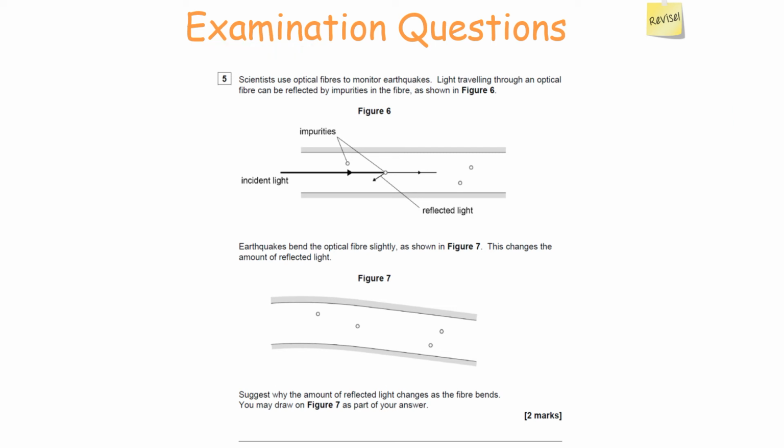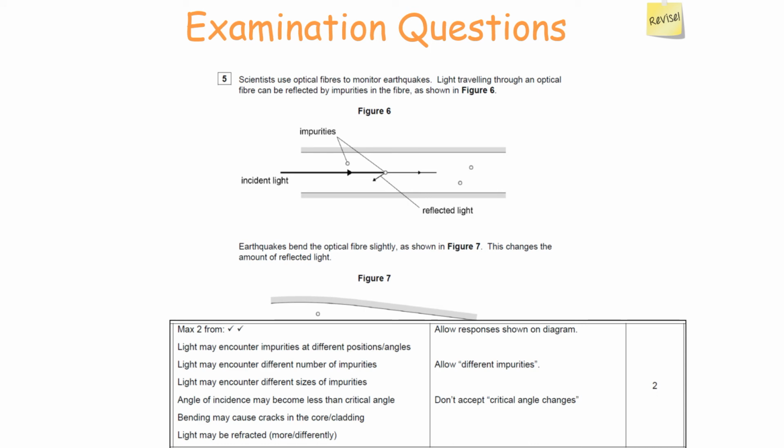Right, now there's a couple of different things you can talk about here. The first thing is that if it's now bent, the light can encounter impurities at different positions or angles, which will mean that it won't get through as much, or might get through more. The light can encounter a different number of impurities. It will encounter a different size of impurities because it's now taken a different pathway through the optical fibre.